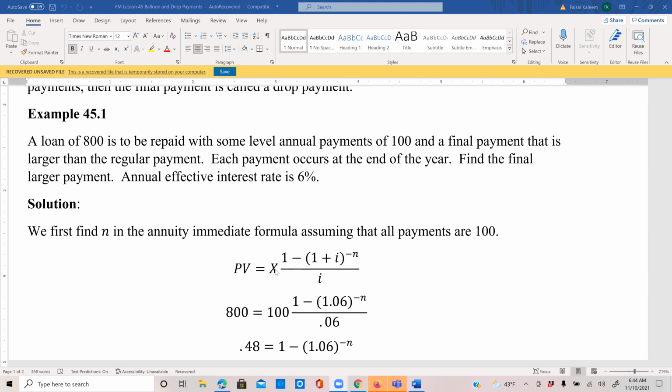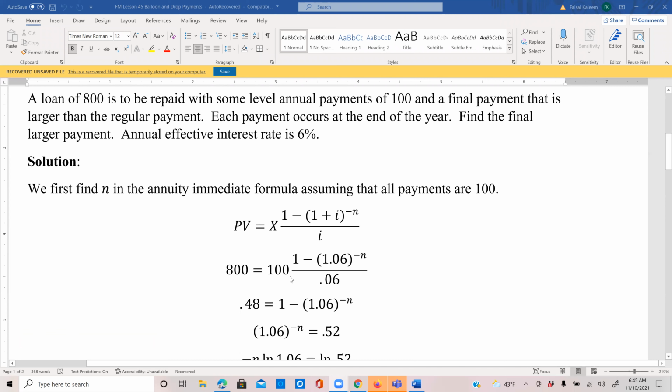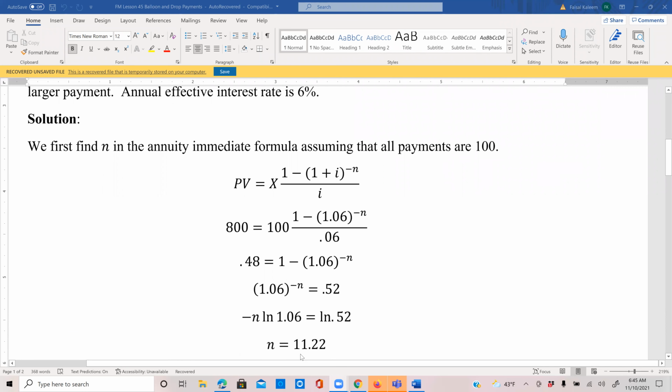So present value equals x times (1 minus (1 plus i) to the negative n) over i, the basic formula for present value of annuity immediate. And the present value is the loan value, which is 800. And the level payments are 100. So first, we're trying to find n as if all the payments were level payments, and for now ignoring the last payment being different. So when we substitute, we end up getting n is equal to 11.22.